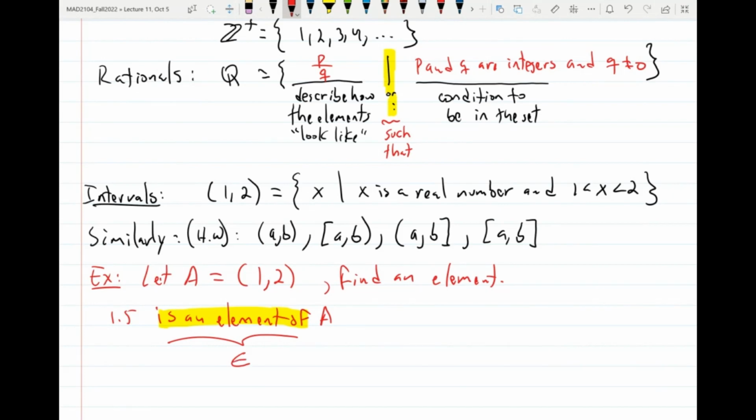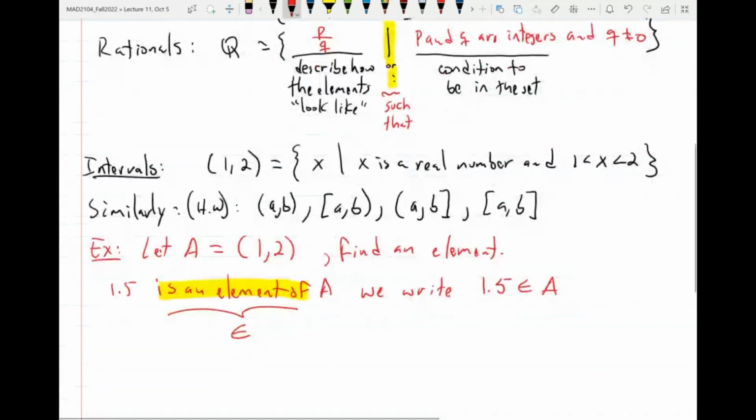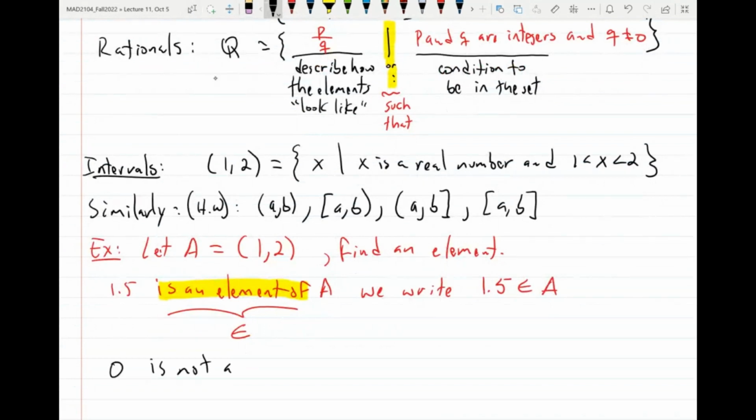We denote it by this symbol. Okay? So it looks like an E, but we curve it to a C with a line in the middle. Okay? So we write 1.5 is an element of A. So you read this as 1.5 is an element of A. Give me an example of something that's not an element of A. 0. Okay? So 0 is not an element of A.